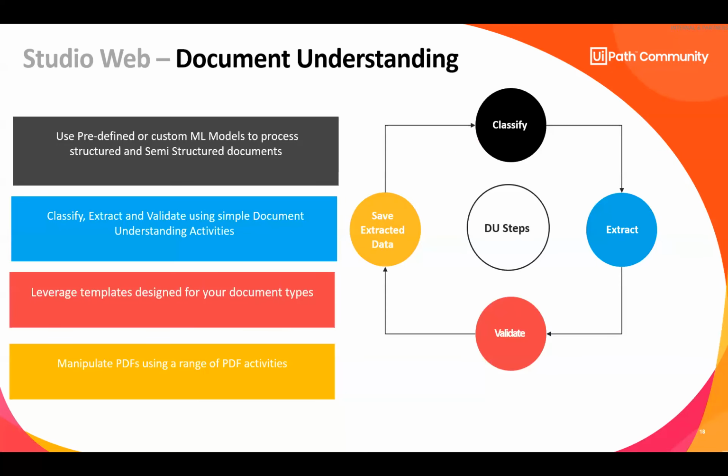Now this is for DU lovers, especially Studio Web Document Understanding. Today at Studio level, we are facing a lot of issues. I would say not issues, but it is very complex, right? Using Taxonomy Manager and then doing a lot of steps for classification, extraction. But when coming to Studio Web Document Understanding, you just have to classify, extract, validate, save. That's it. No Taxonomy Manager, no package installation. It's like a wow, right?